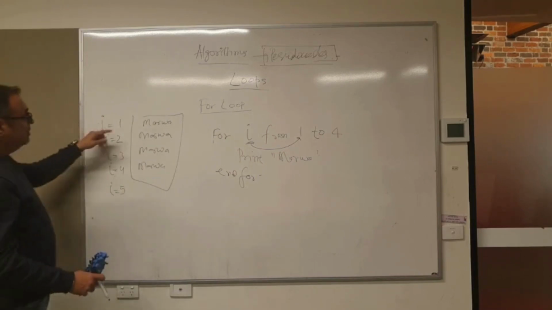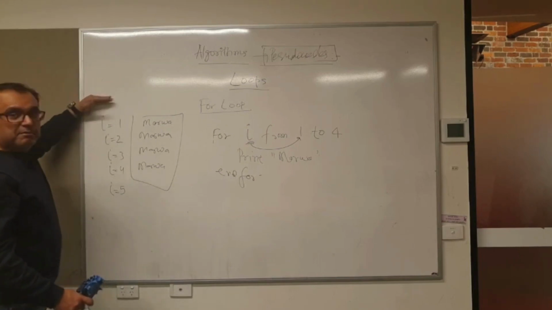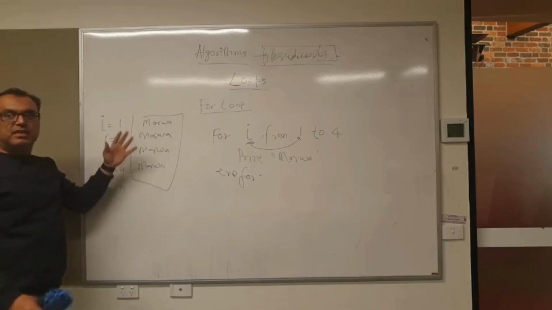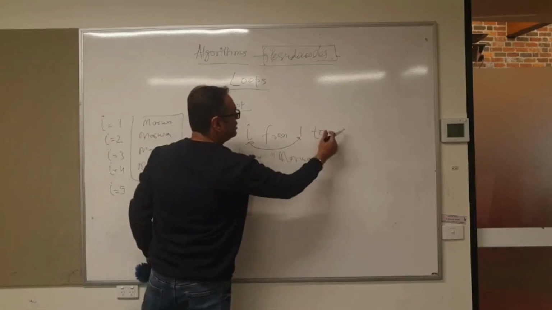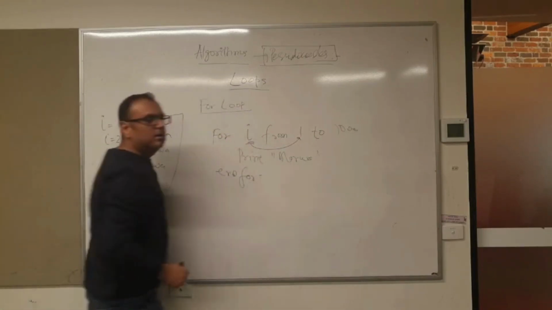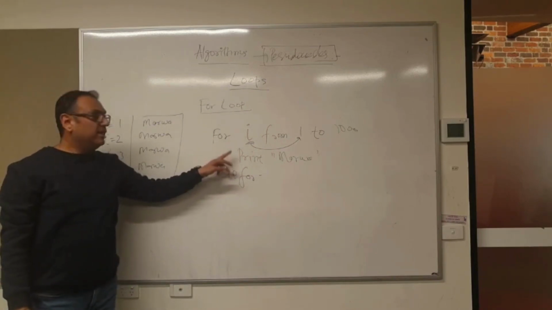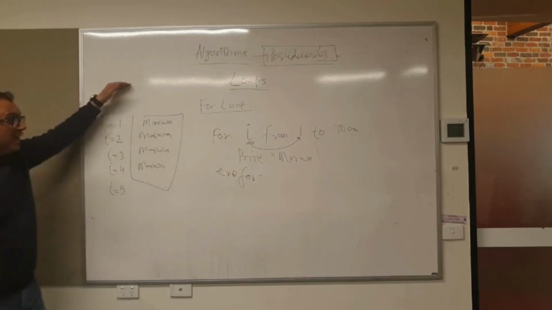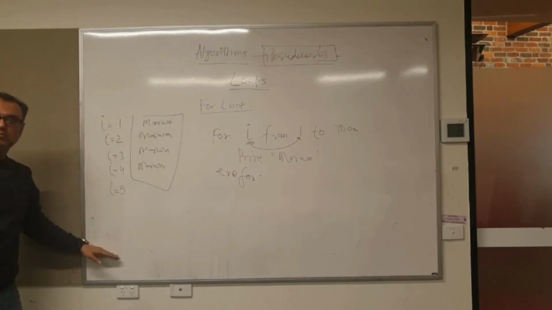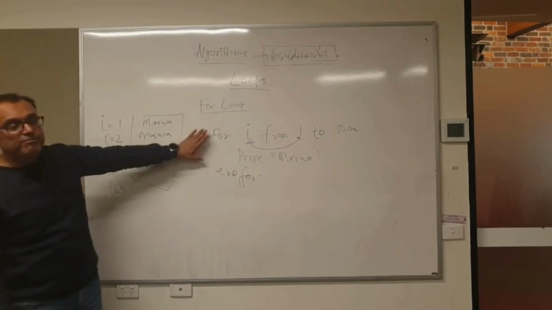Rather than saying print Marwa, print Marwa, print Marwa, 1,000 times, let's say. I mean, if I were to say 1,000 here, this name will be printed 1,000 times. If this was not there, you would write 1,000 print statements. So that's the magic of the for loop.